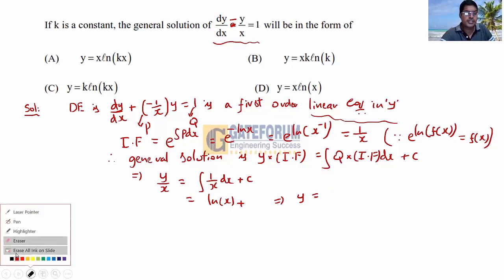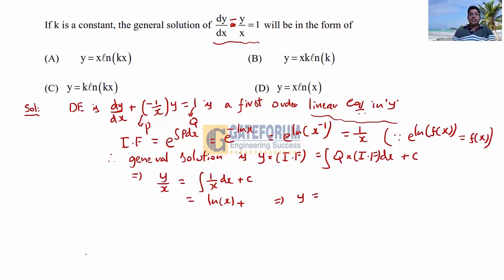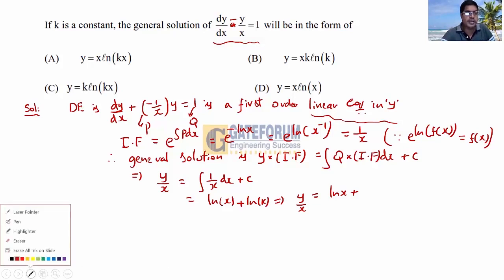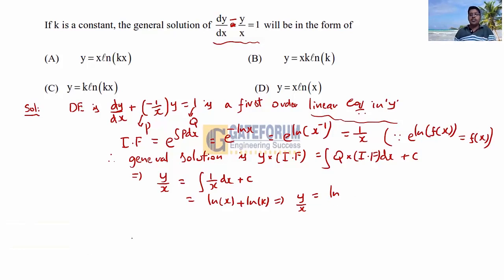So this can be written as y by x is equal to log x, no change, plus c written as log of a constant. Why should we take that? Using the properties of logarithm, log m plus log n is log mn. So this is log of k into x, because in all options we observe k is a term there.